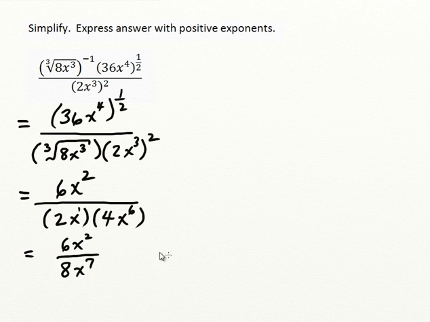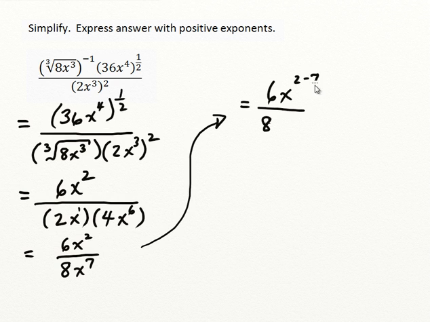Okay, well, almost done. We just need to combine these two like bases, the x, and we're going to combine their exponents together using the exponent laws. We have division here, so we can subtract the exponents. The 6 will stay in the numerator, the 8 will stay in the denominator, and when we subtract, we get x, and then we have 2 subtract 7, and I know that 2 subtract 7 is -5.